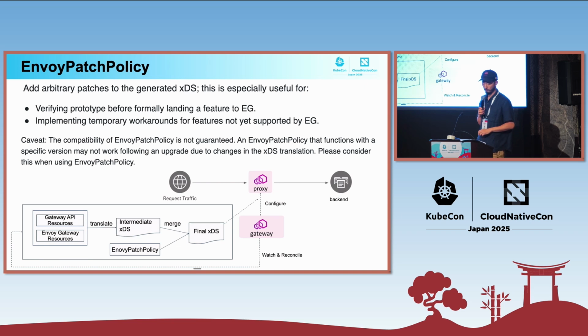So you can use it to verify some prototype before formally landing the feature in Envoy Gateway, or maybe implement some temporary workaround if that feature is not available yet. But be careful, always test it out before you upgrade Envoy Gateway, because the xDS structure is not an exact API, so we can't guarantee it will still work after upgrading your Envoy Gateway. So make sure you test it out before you upgrade.